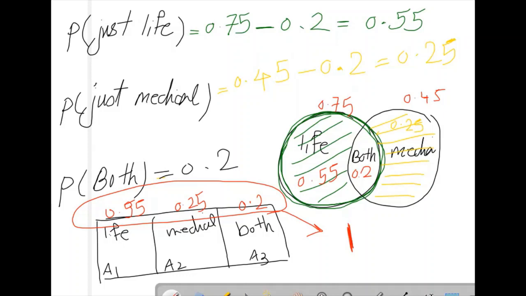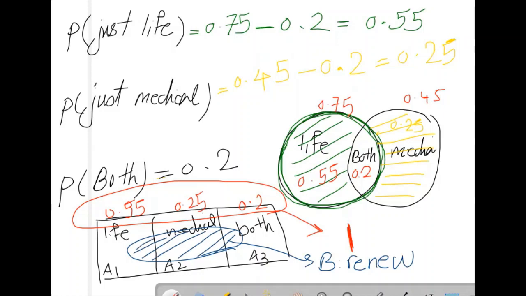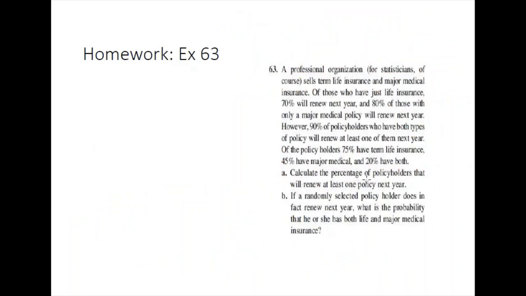Now we have another event like B about renewing the insurance in the next year, and now we are going to obtain the probability of B. Look at here. Calculate the percentage of policy holders that will renew at least one policy next year. At least means if they have one, they will renew the one. If they have two, they will renew both of them or one of them.